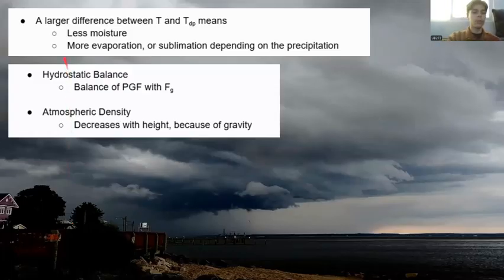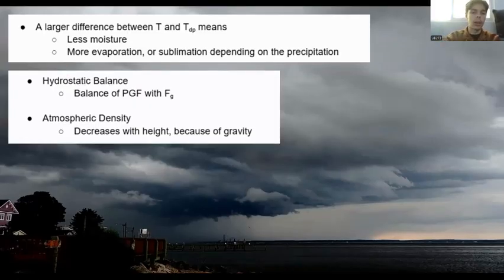So, as a review, if we have a larger difference between the actual temperature and the dew point temperature, we're going to have less moisture, so it's going to be drier. That's going to be more evaporation or sublimation, depending on the precipitation that occurs. So, is it going from a solid to a liquid, or solid to a gas, or liquid to a gas, like any of those that could happen.